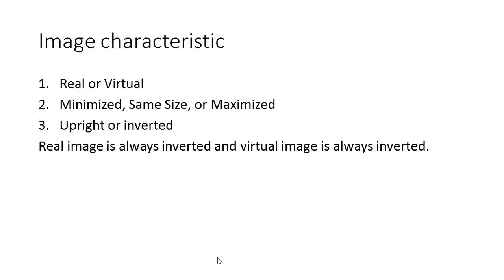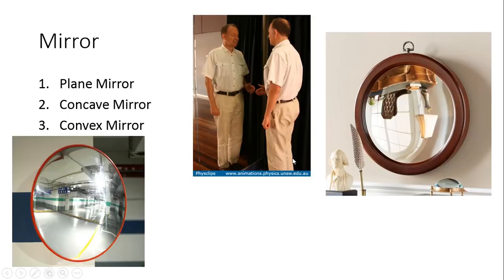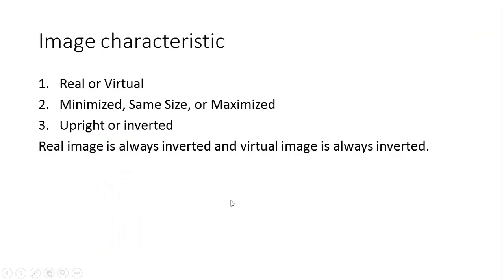So, well, we will go back. This one is upright, this one is upright, but for this one is upside down. And so, look at the last line. If the image is real, then the image is inverted, and if the image is virtual, then the image will be upright.